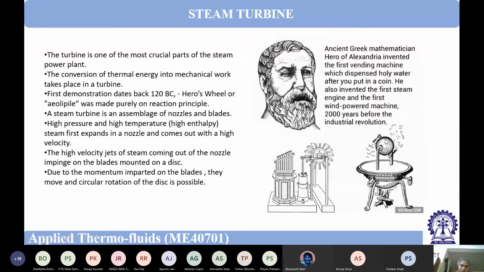even you see the first demonstration of steam turbine, which is of course not very successful as a turbine. So here also we have got a nozzle, because if we have to create high velocity, then we have to make this steam pass through this nozzle.